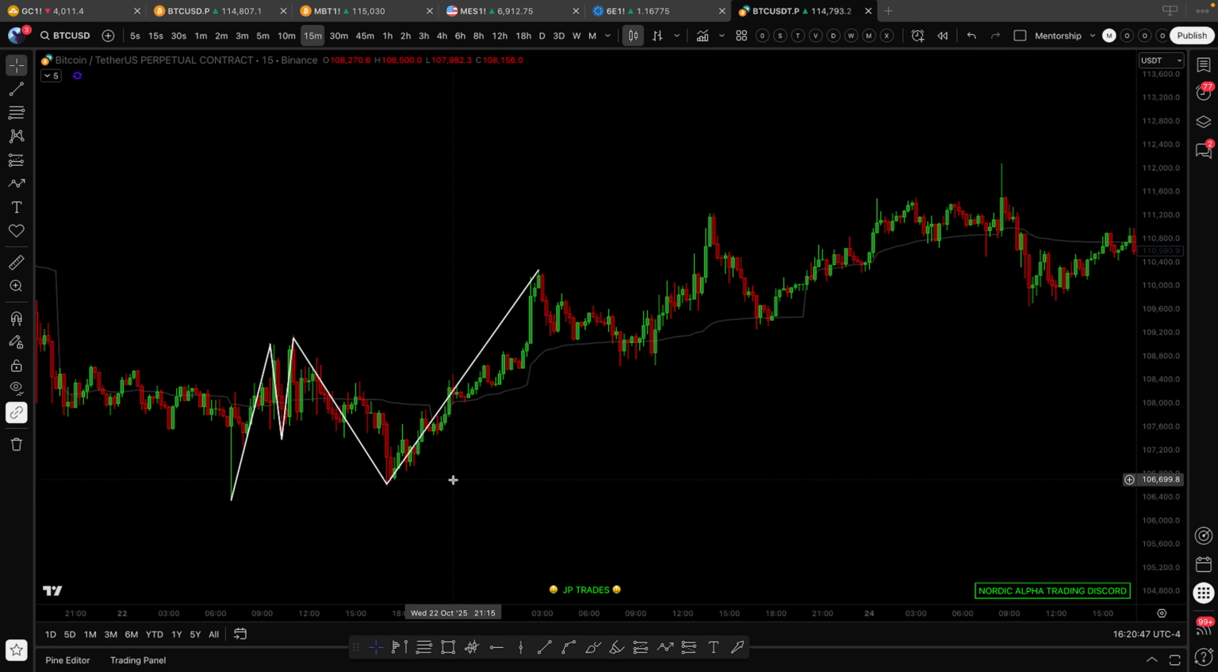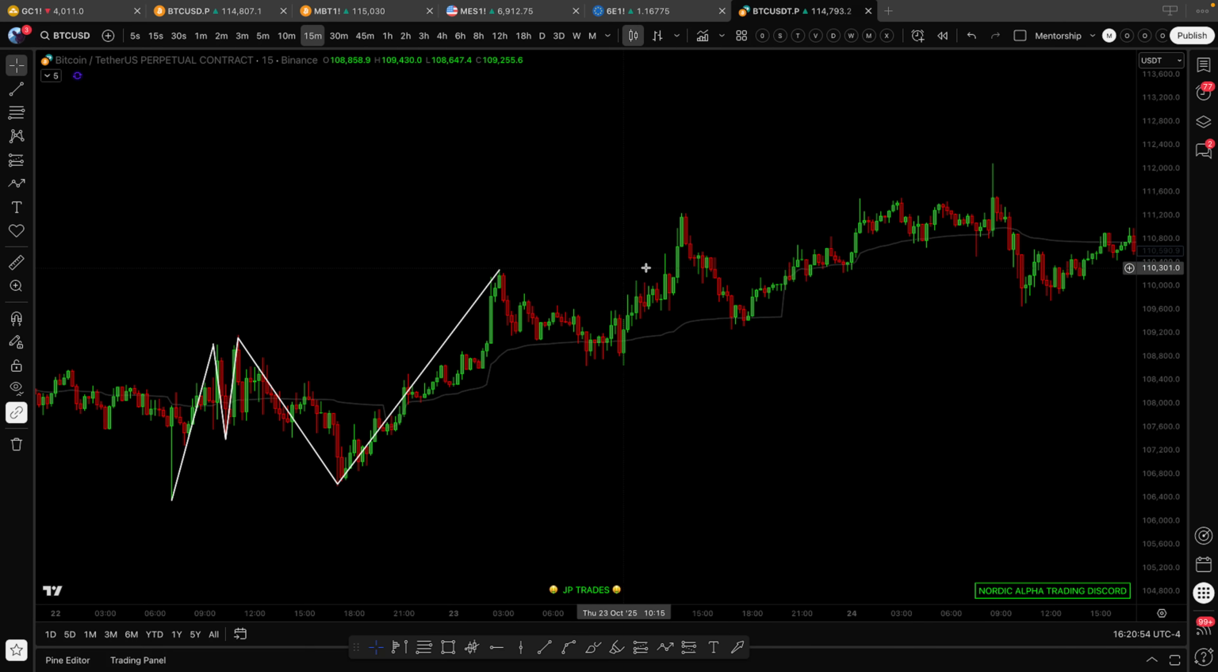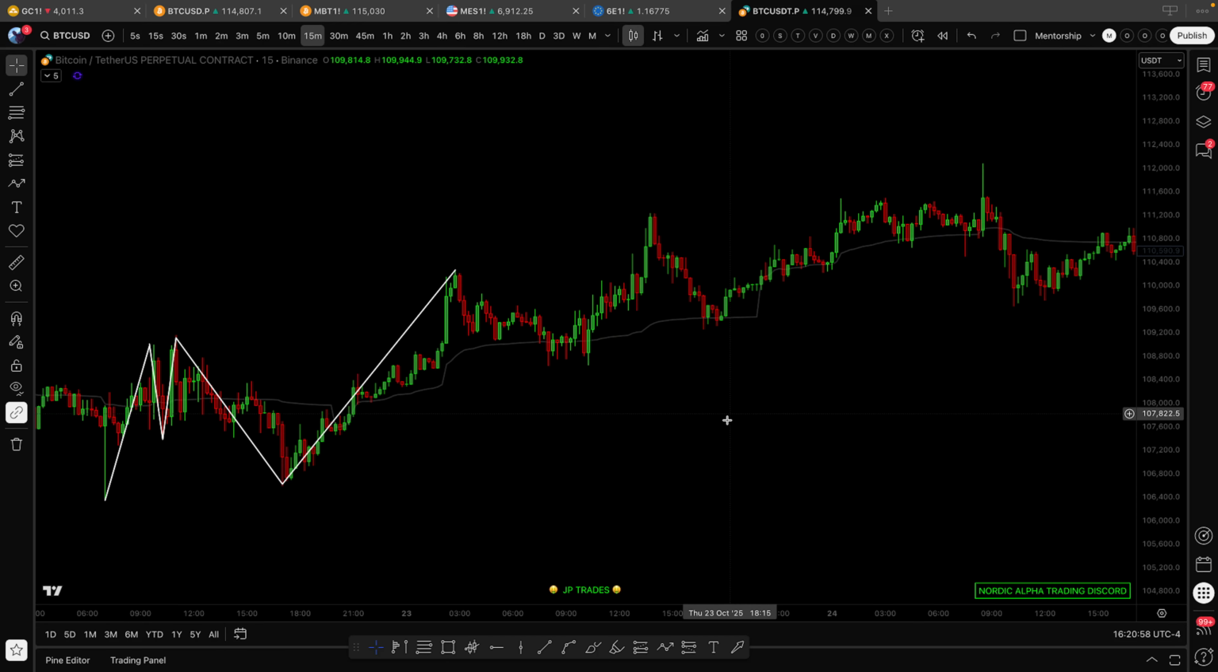We do not even come down to this low. We do break the high. So is this high broken with two red candles? Yes. So this is confirmed as our high, which confirms the lowest point in between these two highs as our low.